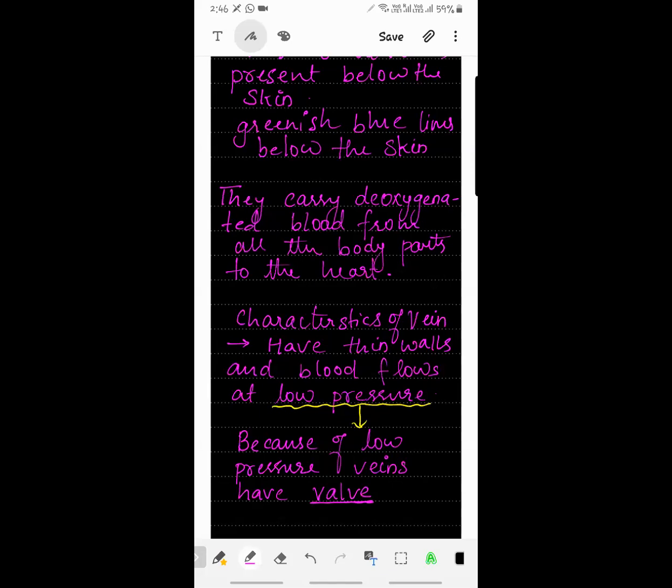For example, you are standing and the blood has to come from your toe to the heart. It is carried by veins. Now the pressure is low. So due to the low pressure, the blood is traveling against gravity, and gravity will pull the blood downward. In this way, the blood will again go back and may not reach. So a valve is present in the vein, so that whenever the blood is coming up, it will not go down. The valve will prevent the backflow.